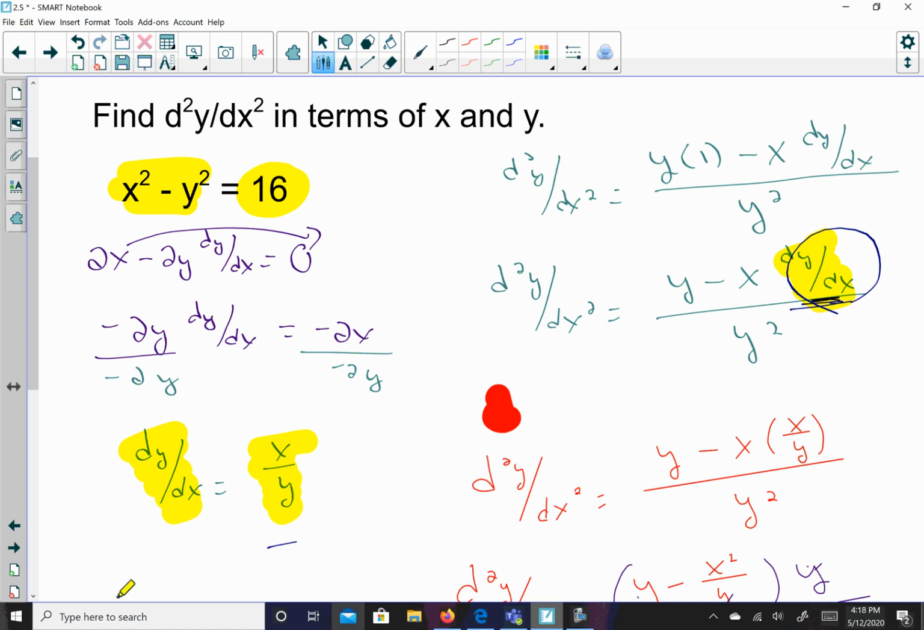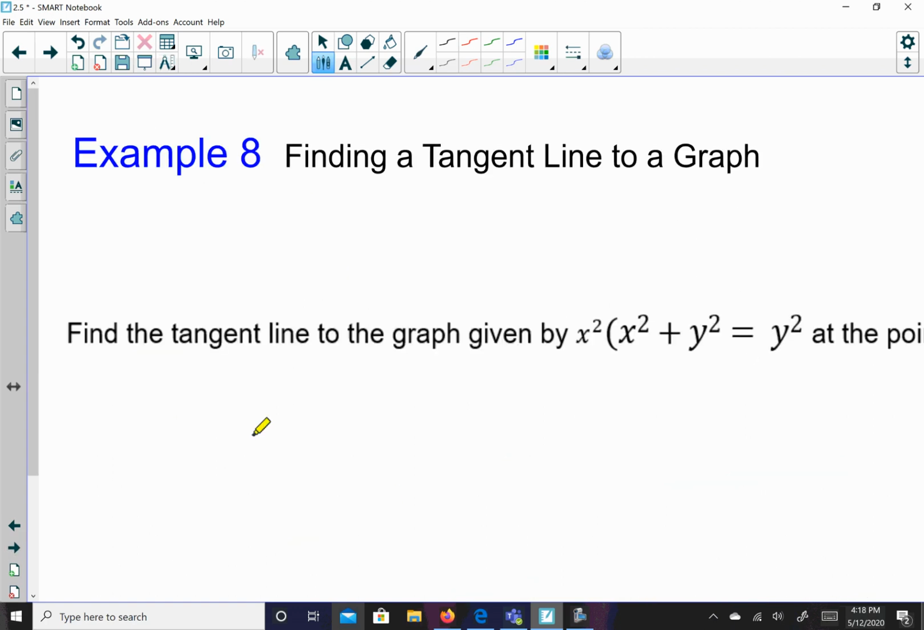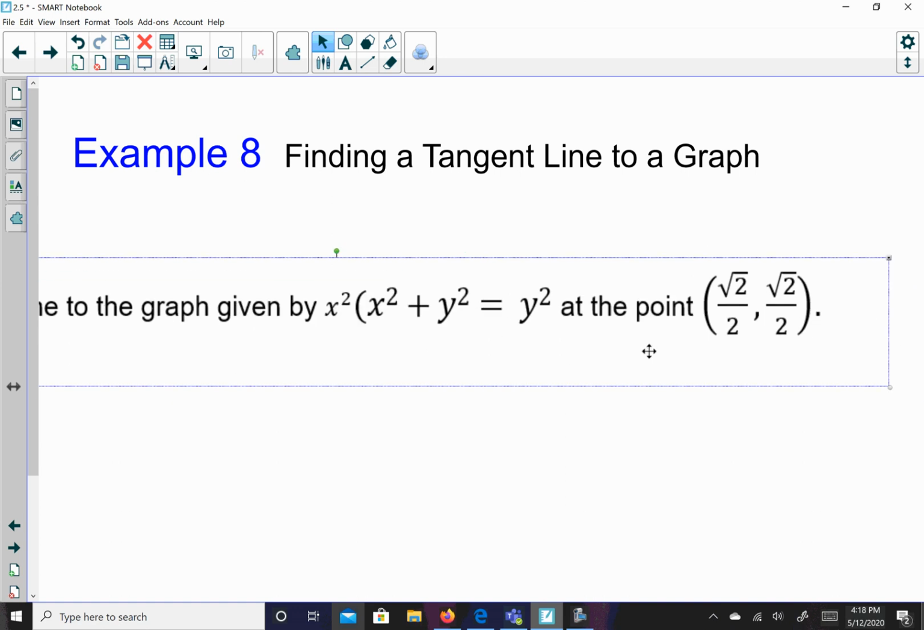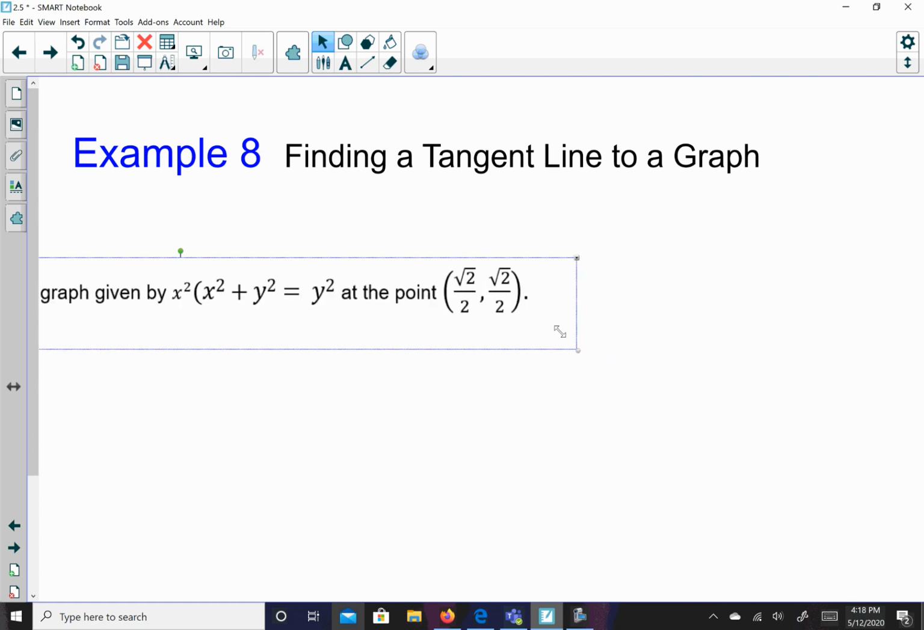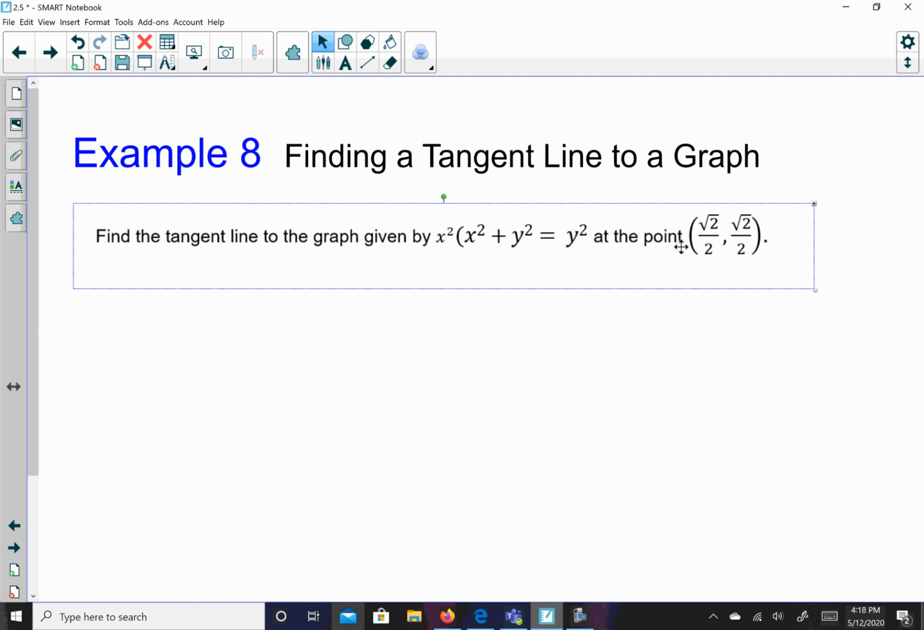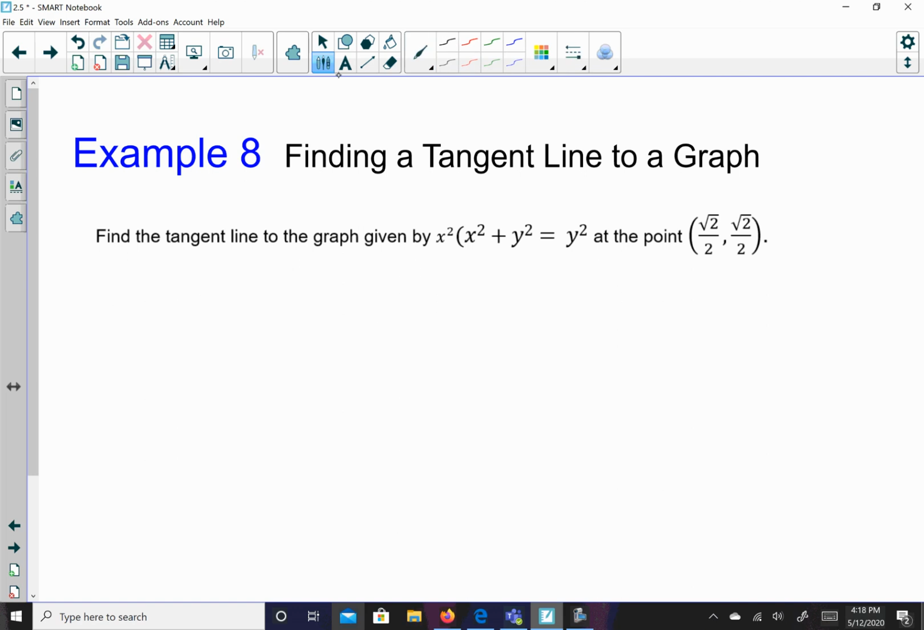Okay, moving on to the next one. Find the tangent line. So you find the tangent line at this point, and you can't read this very well, so let me see. I don't know if I can do this. Have faith in me. So here's that point. Here's the derivative. Find the tangent line of the graph. There should be a closed parenthesis there.